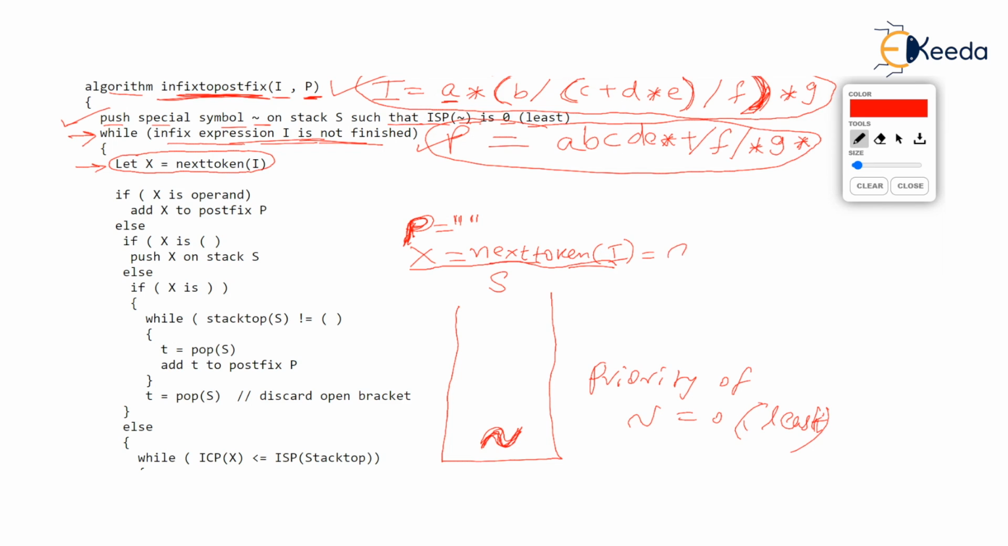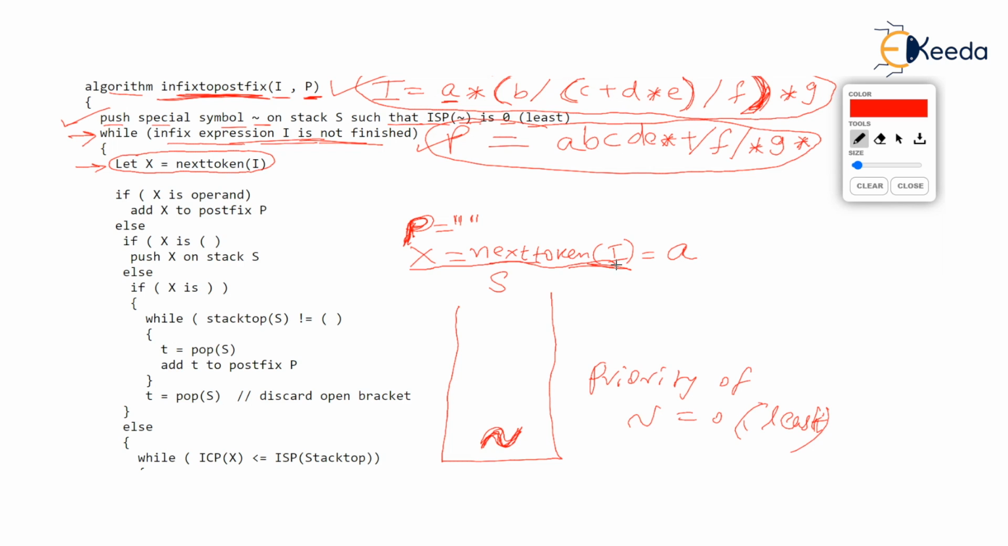And then we ask what was this token that we have taken out from I. Now there can be only 4 possibilities. You have to understand this. There can be only 4 possibilities. X can be an operand like A, B, C. X can be an operator like multiply, divide, plus (addition), or subtraction. X can be an open bracket. And X can be a close bracket. It can be only either of these 4. It can be operand, operator, open bracket, or close bracket.